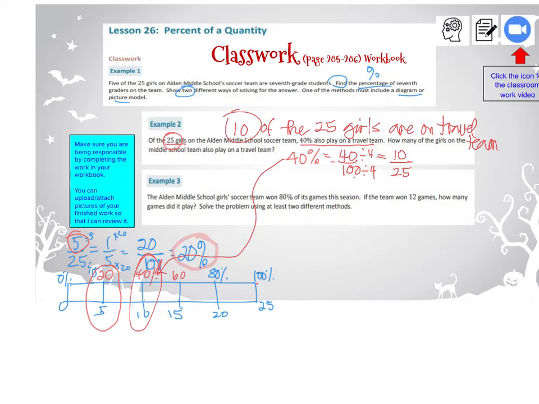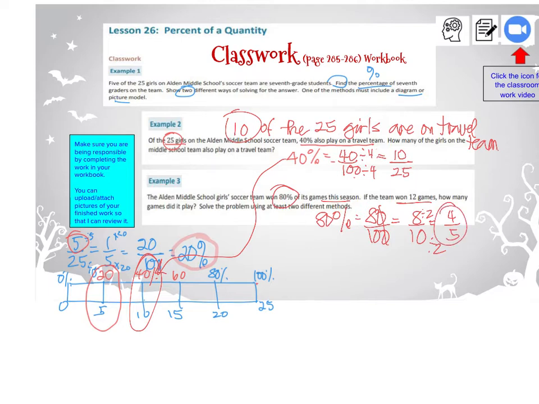Okay, example 3, it says, the Alden Middle School girls soccer team won 80% of their games. If the team won 12 games, how many games did they play? So they said 80%, I know that equals 80 out of 100, but that's not how many games they played. So let's reduce that, divide top and bottom by 10, I get 8 out of 10. I can still reduce that, divide top and bottom by 2, and I get 4/5. I can't reduce that anymore.